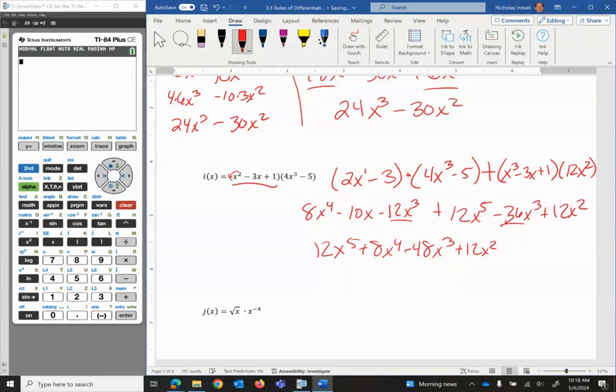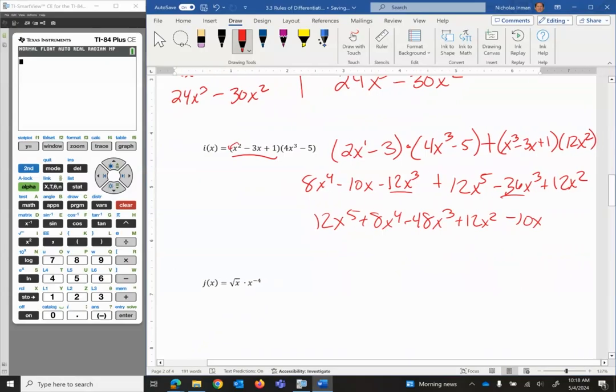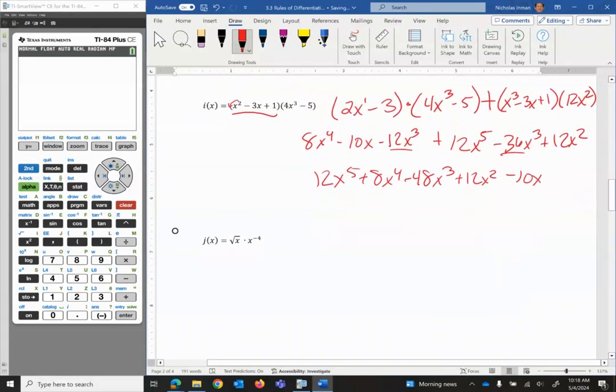12x squared and minus 10x. All right, so if you distributed all this, it would work out the same way. But usually doing that product rule first just helps. And again, technically these two things we could multiply together.